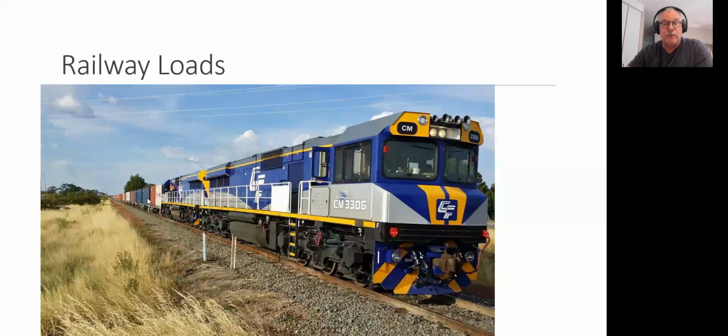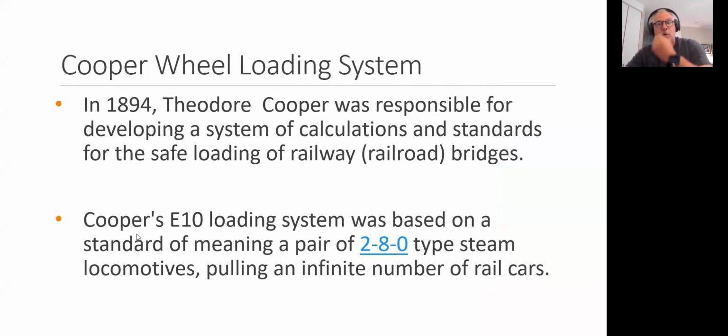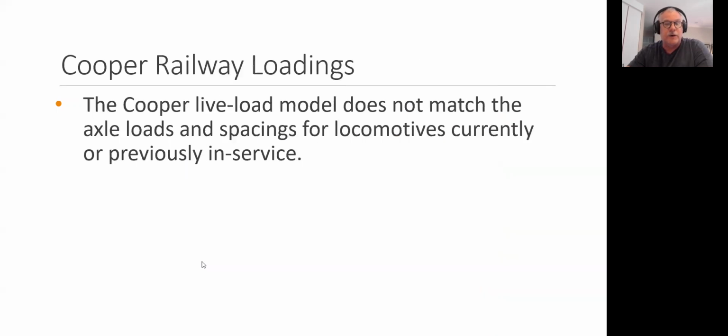Now I want to go to railway live loads, because this is another area where, for trains and LRTs and other projects, people will also specify a train live load. This comes from back in the early 1900s, when Theodore Cooper was developing some calculations, and he came up with a design train, the Cooper E10 system, which was a certain locomotive pulling an infinite number of cars.